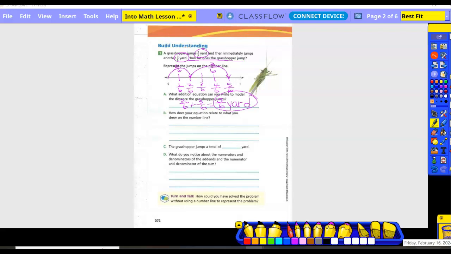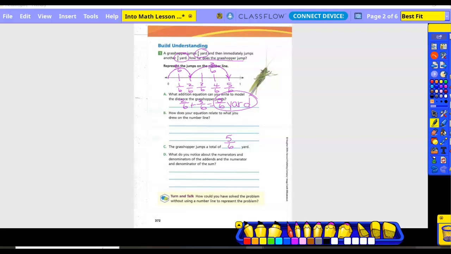Guys, pay attention to your letter B. How does your equation relate to what you drew on the number line? So we had in our equation 2/6 plus 3/6. Did we show the first jump was what? 2/6. The next jump was 3/6. So by adding those two together, we got 5/6, or ended at 5/6. Letter C. The grasshopper jumps a total of 5/6 of a yard.